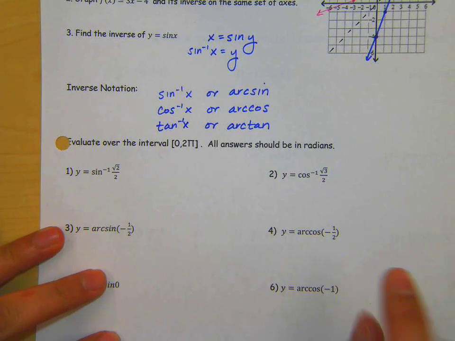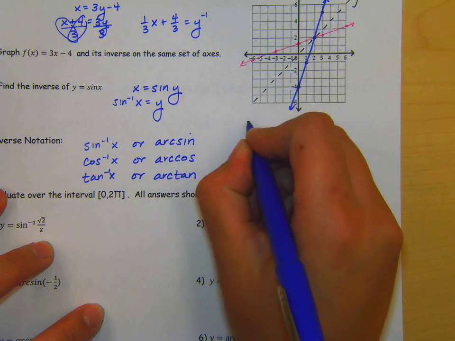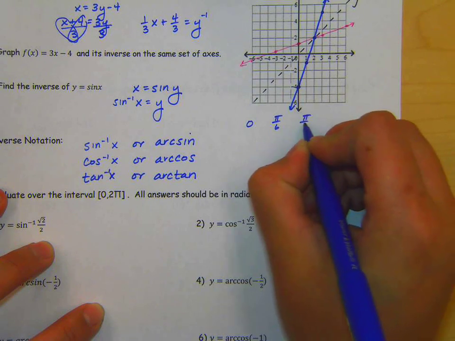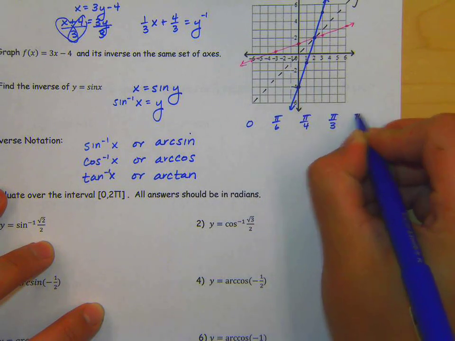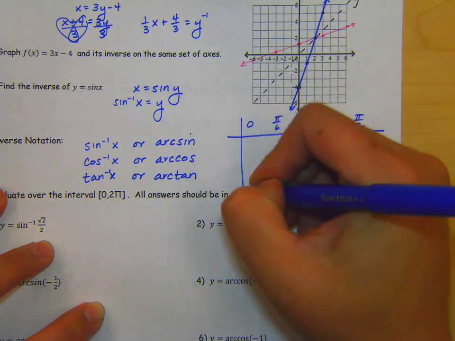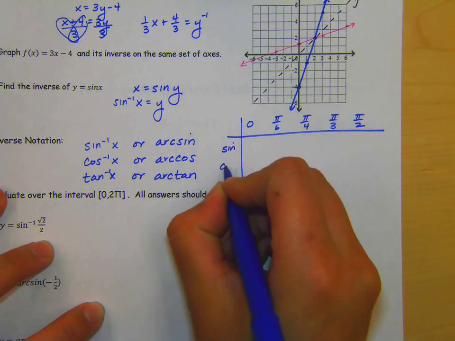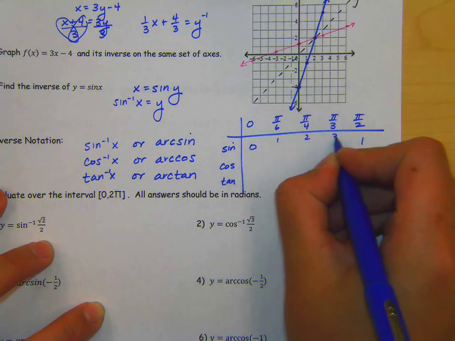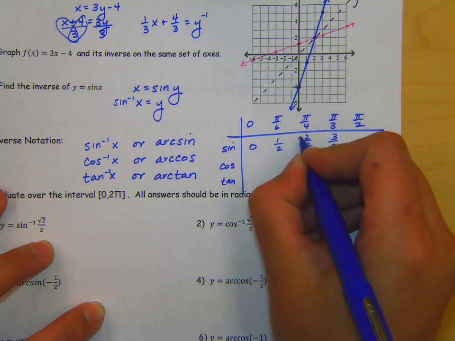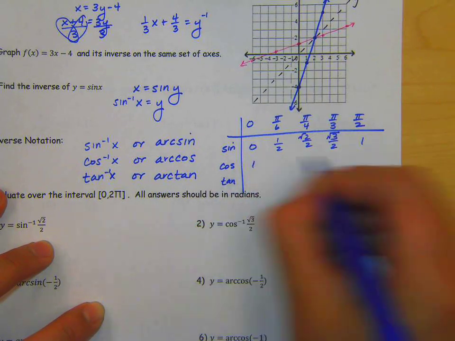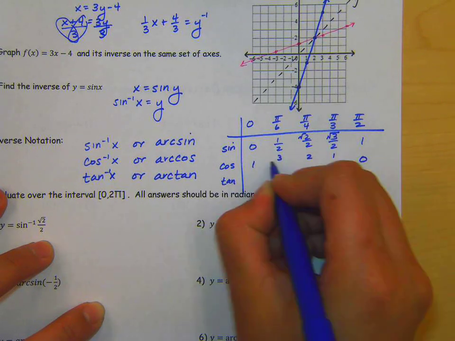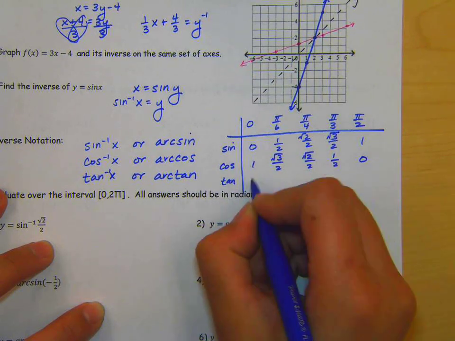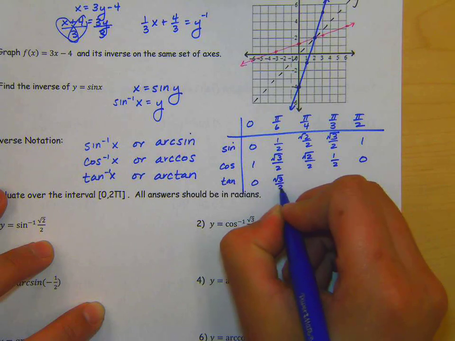So let me go ahead and write that out. So we have 0, pi over 6, pi over 4, pi over 3, pi over 2. We're going to have sine, cosine, tangent. So sine is 0 to 1, 1, 2, 3 over 2. And cosine's 1 to 0, 3 to 1. And tangent is sine divided by cosine.